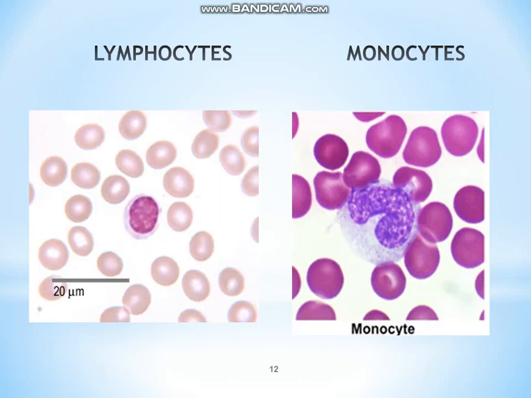Now comes the agranular leukocytes. The agranular leukocytes are further divided into monocytes and lymphocytes. Monocytes have a kidney-shaped nucleus, a horseshoe-shaped nucleus, or sometimes a round nucleus making a notch on one side of the cell. Their count is 2 to 8% and they are markedly increased in conditions like malaria, bacterial endocarditis and typhoid fever.